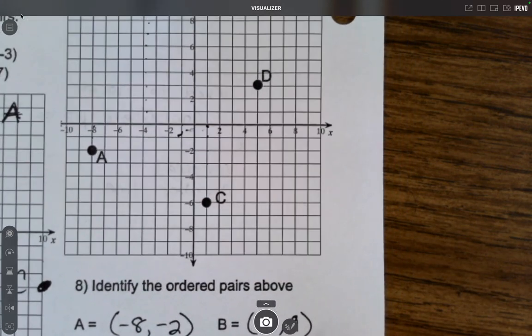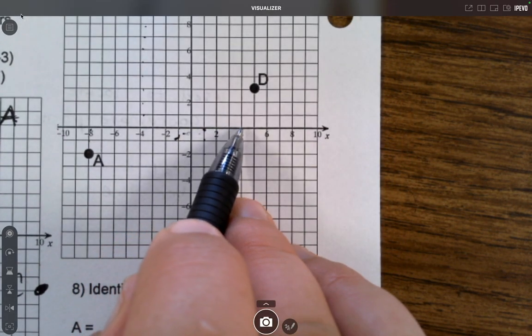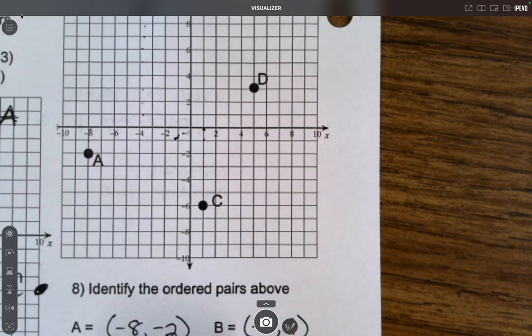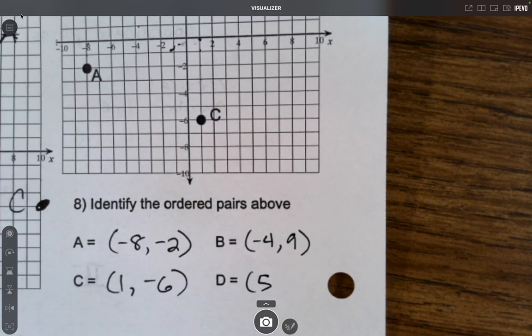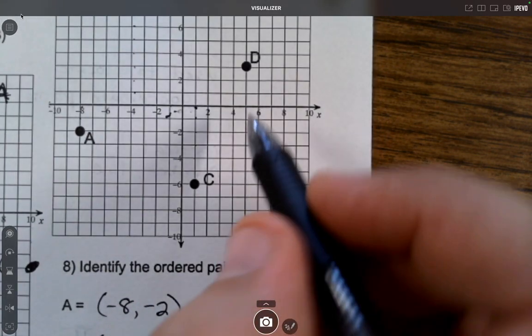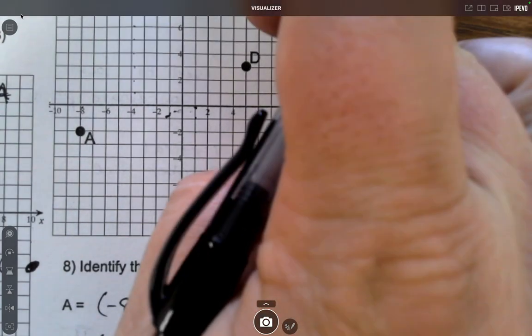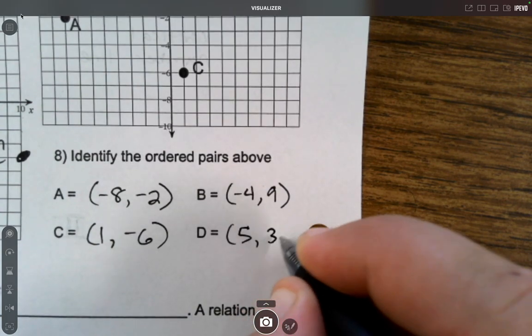Last one, D. We start at the origin. We see you have to go to the right. 1, 2, 3, 4, 5. So we have to go to the right 5 or positive 5. So our first number in D is 5 because we have to go to the right 5. Then from there we have to go up 1, 2, 3. So if we go up 3, our y value, our second value, is 3.